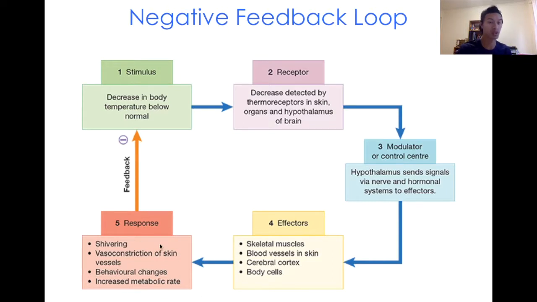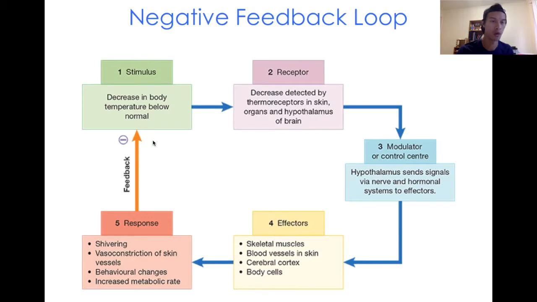And so the response is now the action that's taken place: shivering, the vasoconstriction of the skin vessels, behavioral changes such as putting on more clothes, and increasing the metabolic rate of each of your cells to increase the body's heat production. Okay, and then as a result, the feedback in this particular case would mean that the temperature will rise back to its normal range, 36.7 for example.